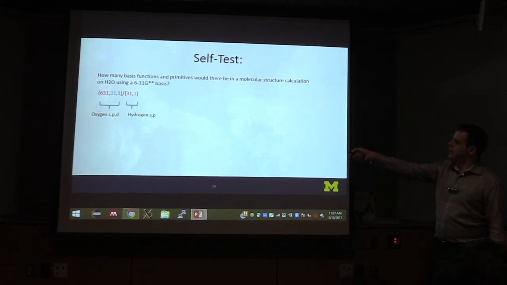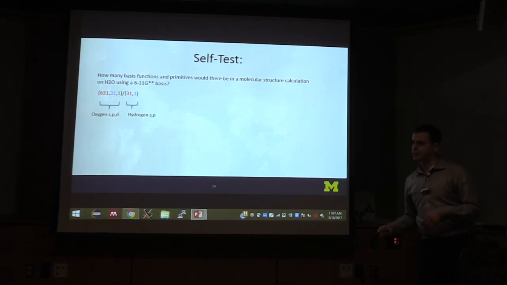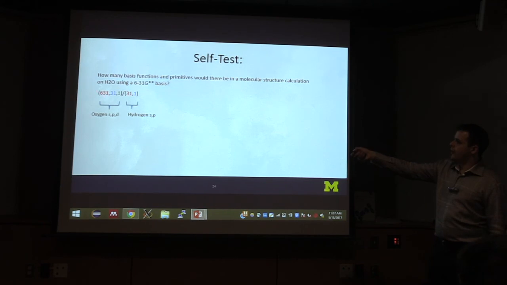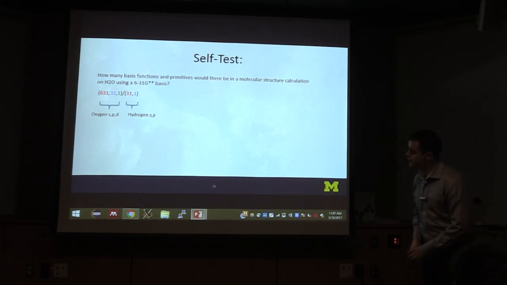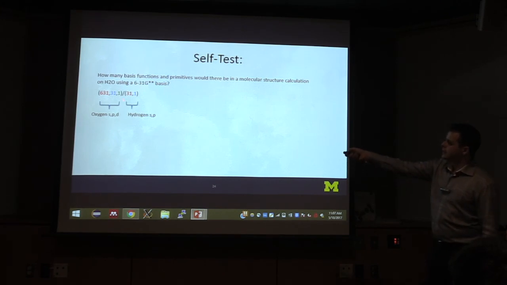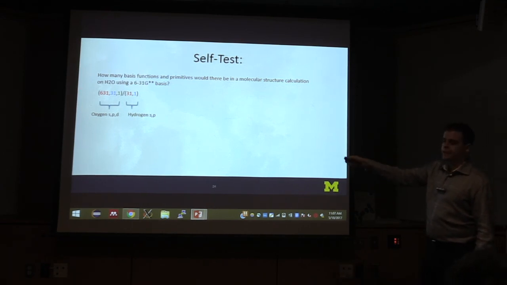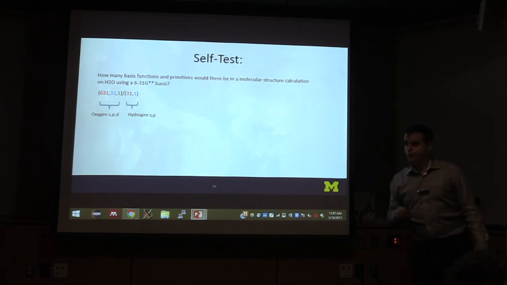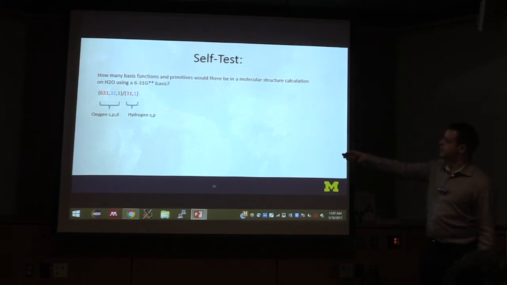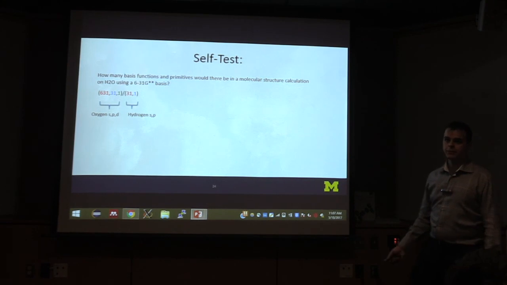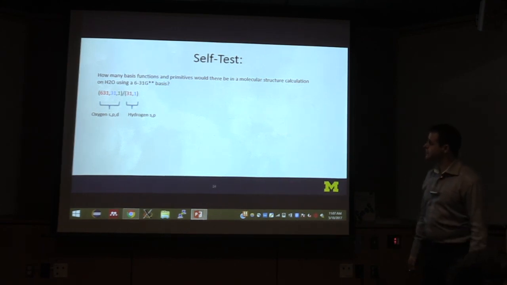So if you recall, this is the notation that describes how many primitives are in each contraction. The red ones here are the S-type contractions, the blue ones are the P-type contractions, and the green ones are the D-type contractions. Because oxygen is in the second row, these are the basis functions for oxygen. However, hydrogen is in the first row, so it has a smaller set because we're working with the split double zeta basis set.